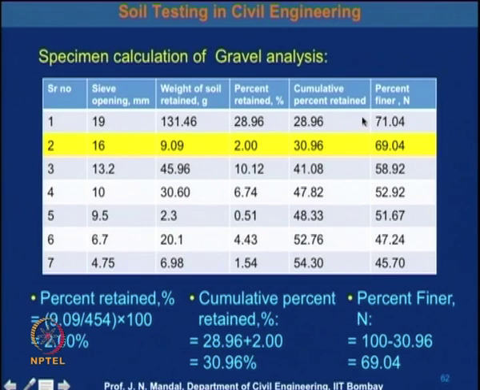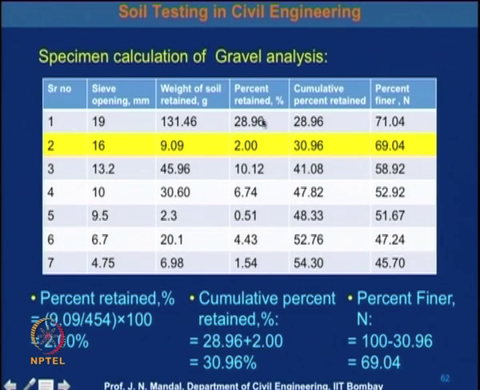Then you have to calculate the percentage final, that is N. N will be 71.04, 69.04, 58.92, 52.92, 51.67, 47.24 and 45.70. I am showing in one serial number how you are calculating this. For example, the weight of the soil retained is 9.09.